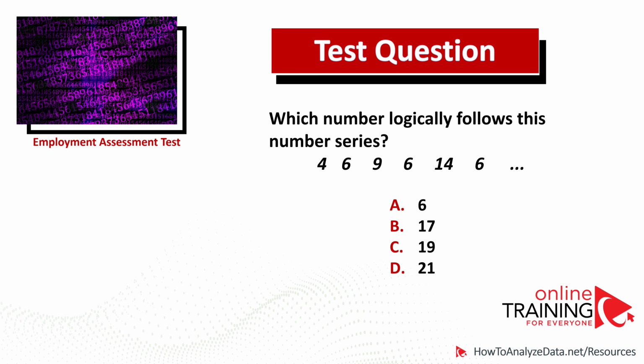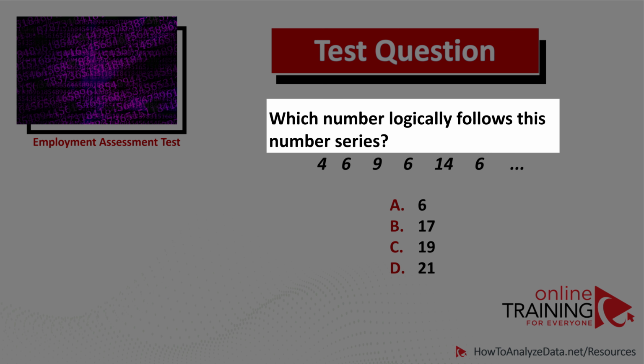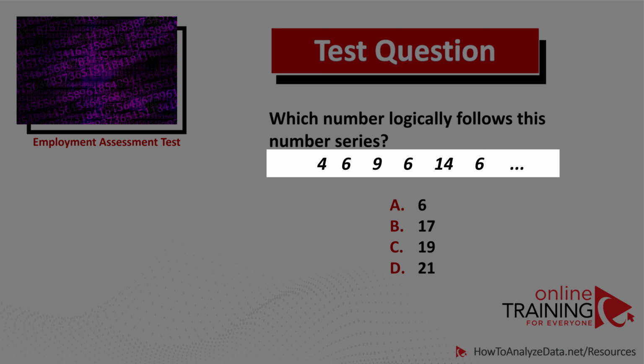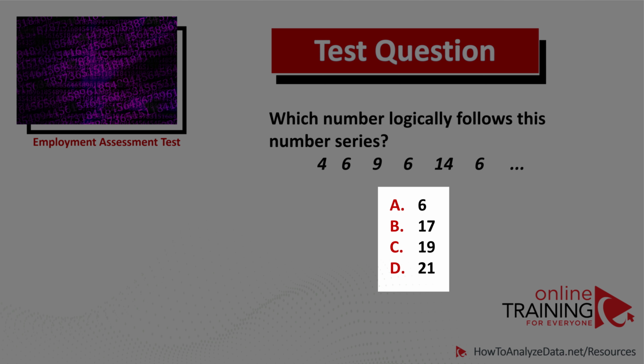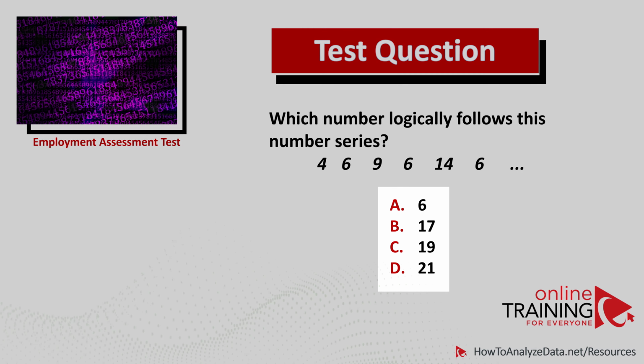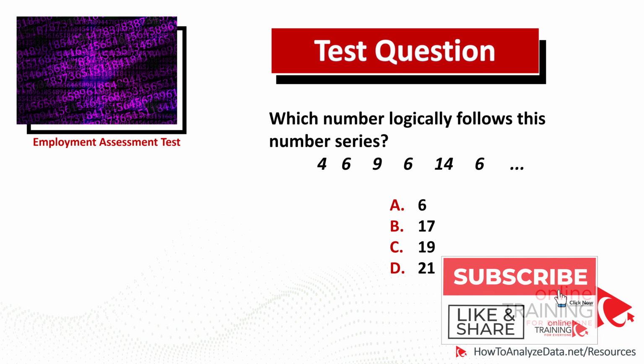A lot of times, number sequences are used to test candidates' abilities on the test. We're looking at one of these types of questions. Which number logically follows this number series? We have a series of numbers: 4, 6, 9, 6, 14, 6. And we need to determine the next number. We have 4 choices. Choice A, 6, choice B, 17, choice C, 19, and choice D, 21. Do you think you know the answer? Let's see if we can get to the correct answer together.